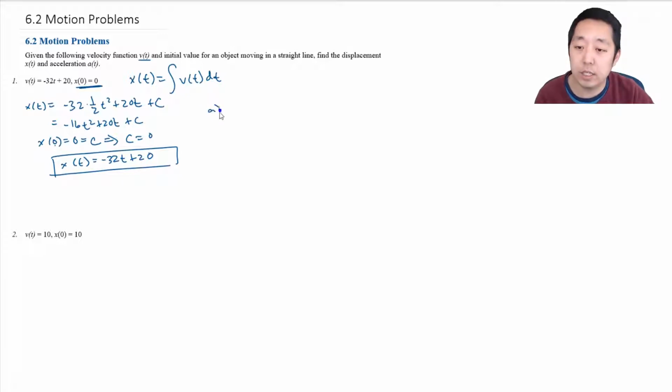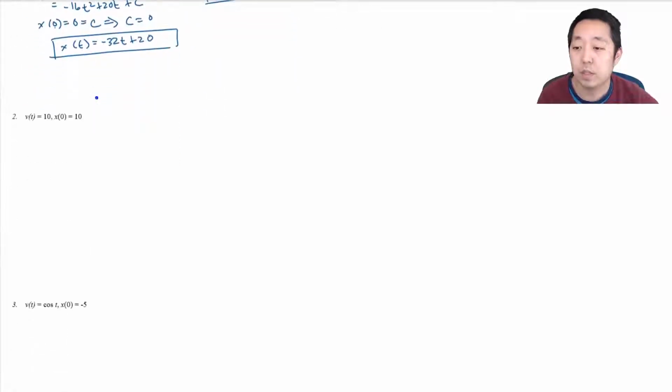To find the acceleration, I take the derivative of velocity. Derivative of this is negative 32. Okay, that's it.